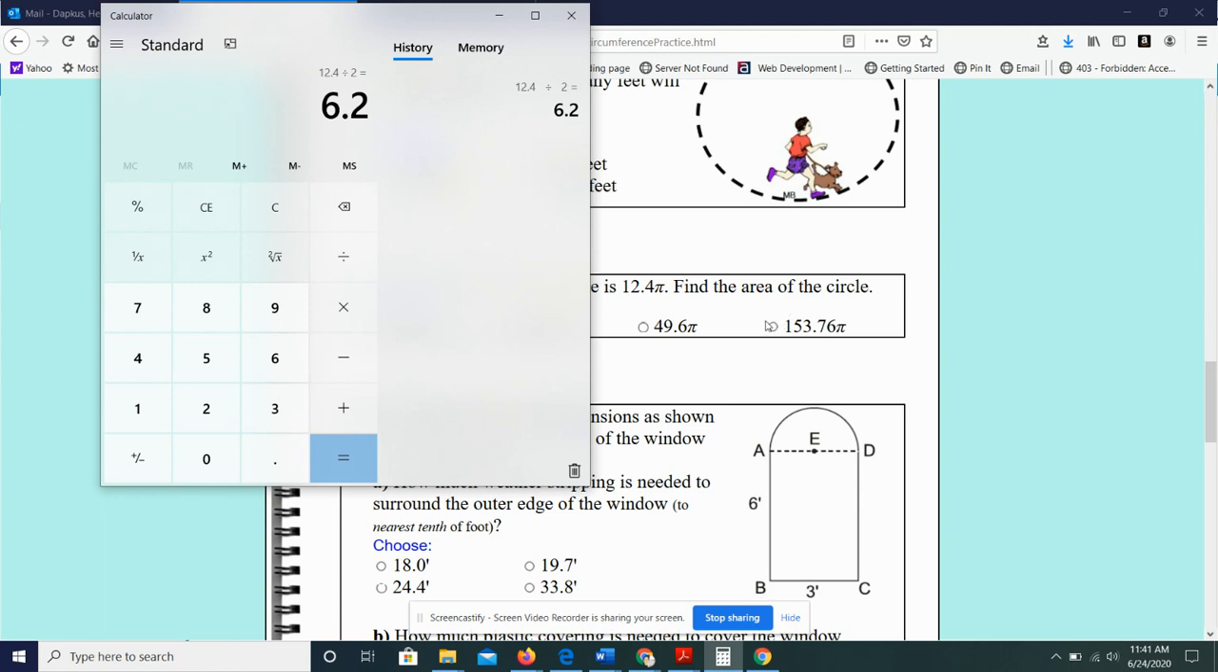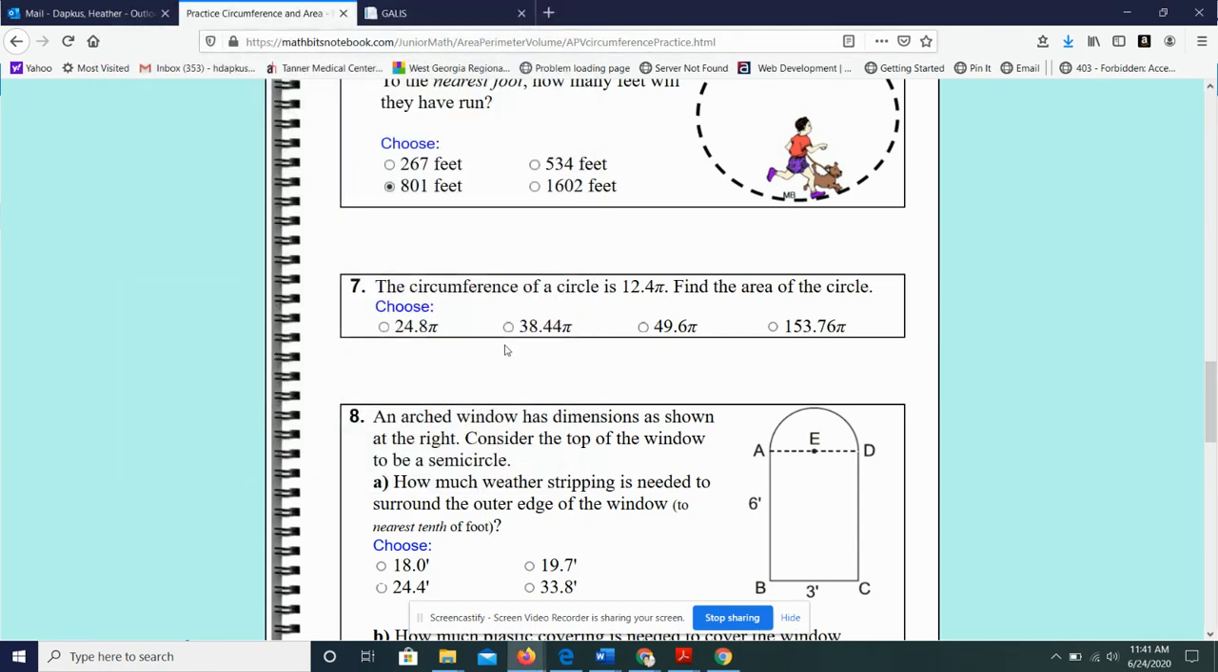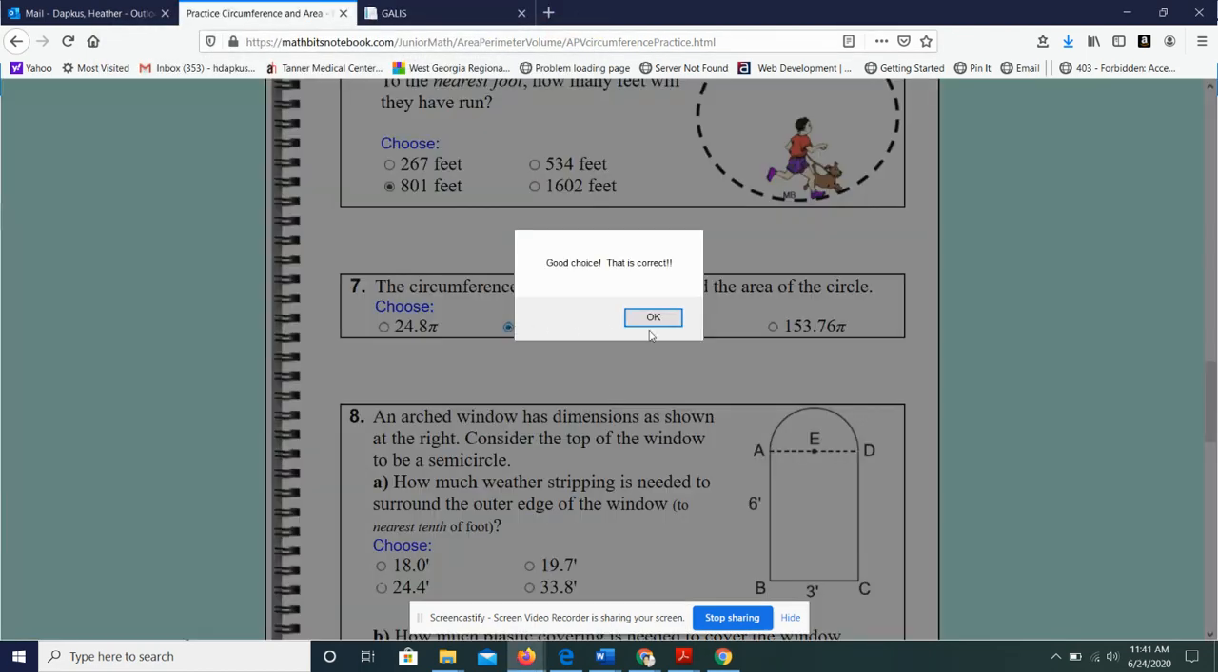And we know that for the area of the circle, the formula is pi r squared. So if r is 6.2, r squared is 38.44. 6.2 times 6.2. So the area would be 38.44 pi. And that is this right here.